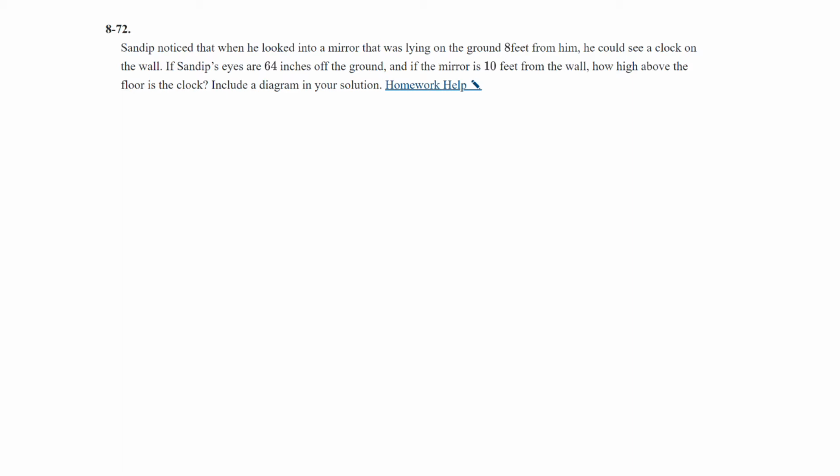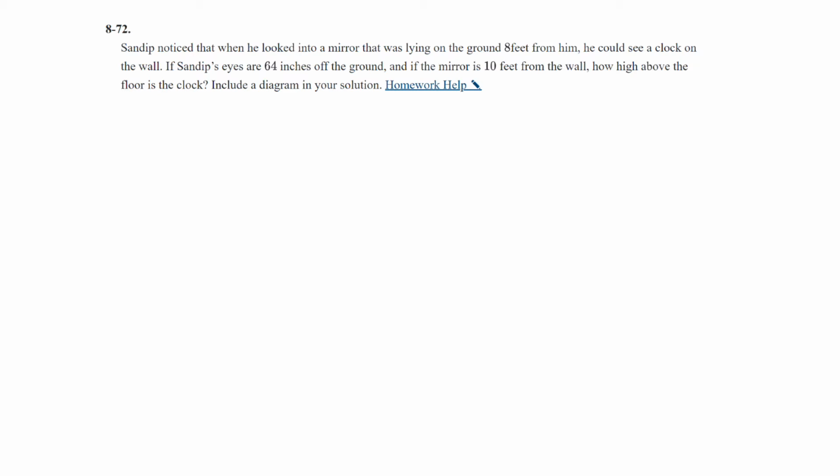Question 72. Sandeep noticed that when he looked into a mirror that was lying on the ground 8 feet from him, he could see a clock on the wall. If Sandeep's eyes are 64 inches off the ground, and if the mirror is 10 feet from the wall, how high above the floor is the clock? Include a diagram in your solution.